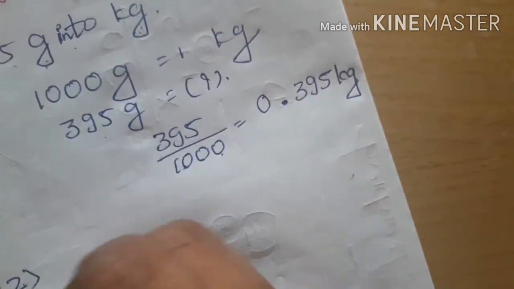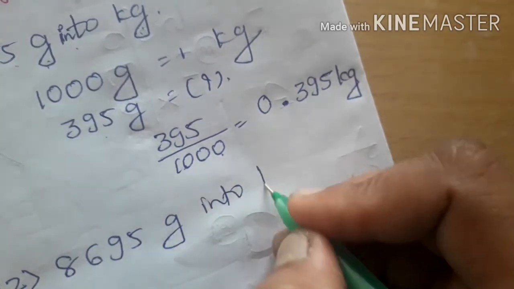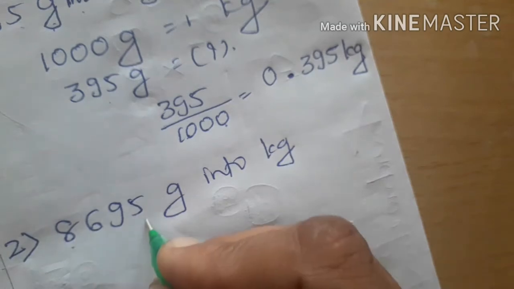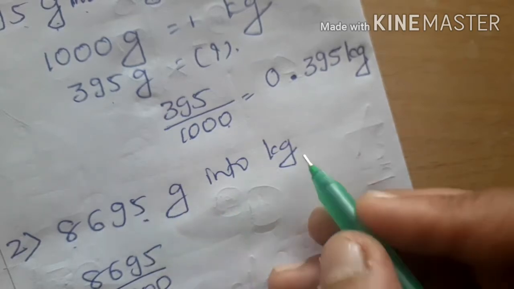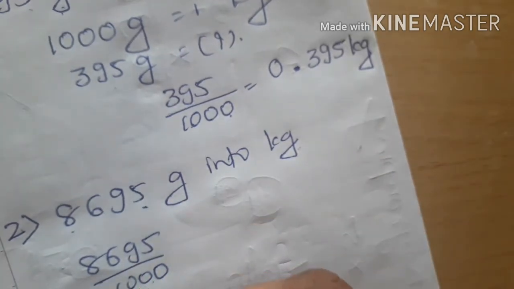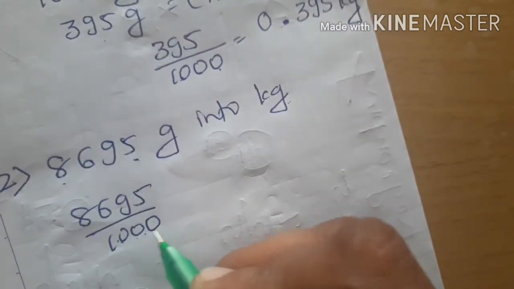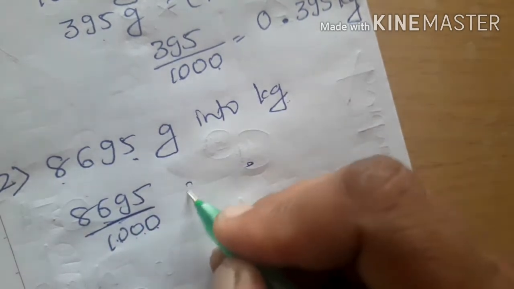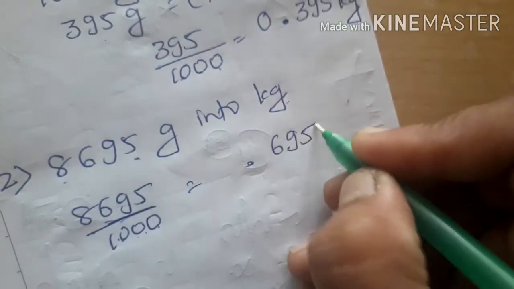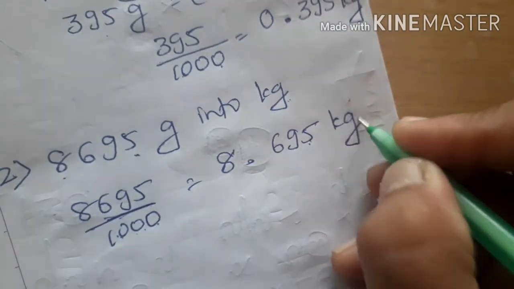In case the question says 8695 grams, you have to convert it into kilograms. It means this number is to be divided by 1000. Why by 1000? Because 1000 grams make 1 kilogram. So divided by 1000, and as we have seen, the denominator has 1000, which has 3 zeros. So after the decimal point you should have 3 digits. Here the last 3 digits stand for grams, that is 695 will be for grams, and 8 is kilograms. So this is the answer.